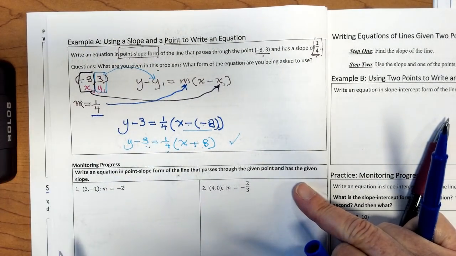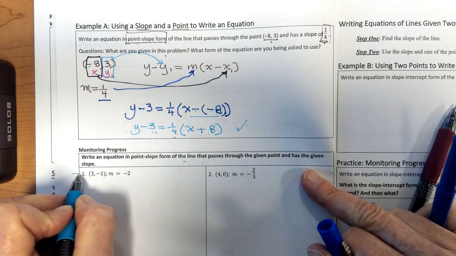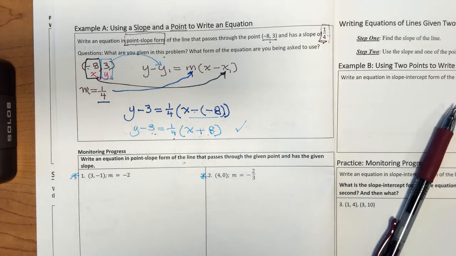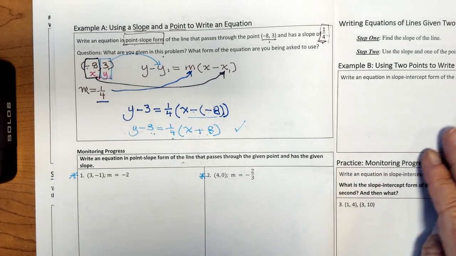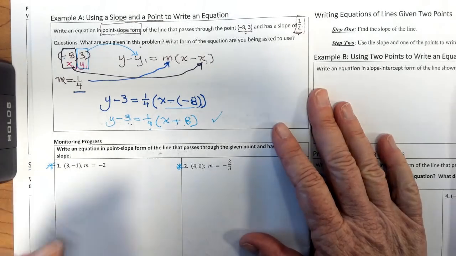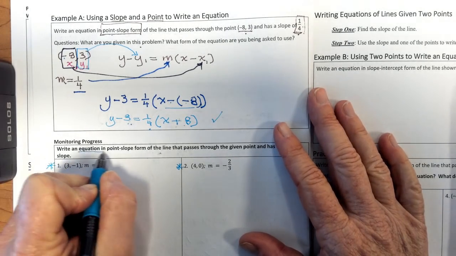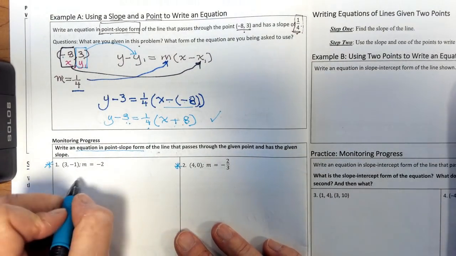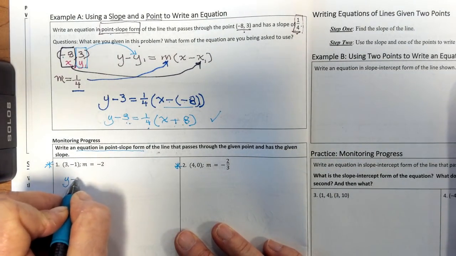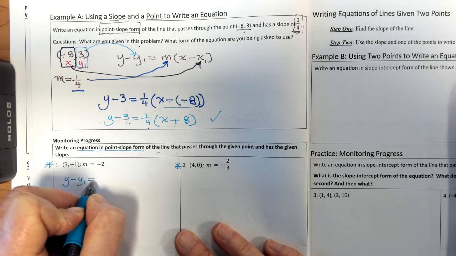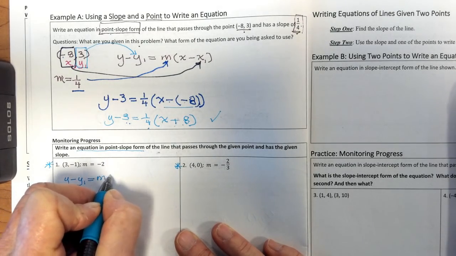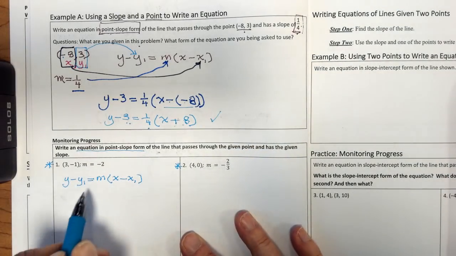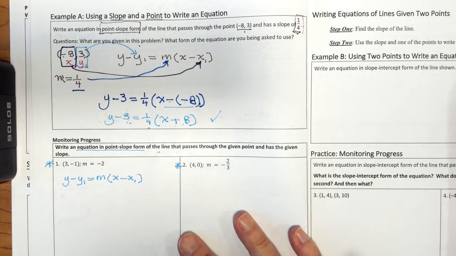So that's example A. What I'd like you to do right now is I'd like you to go in and do number 1 and number 2. And I'll get you started by telling you you're supposed to write an equation in point-slope form. What that means is you're going to write it as y minus y1 is equal to m times x minus x1. Okay, you're going to do that for both 1 and 2.